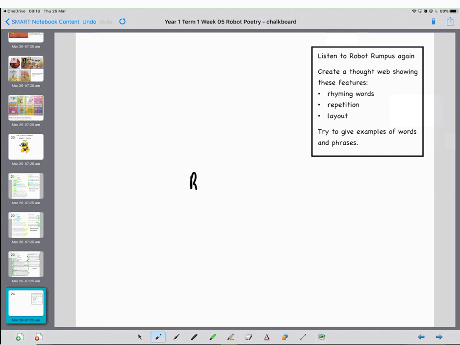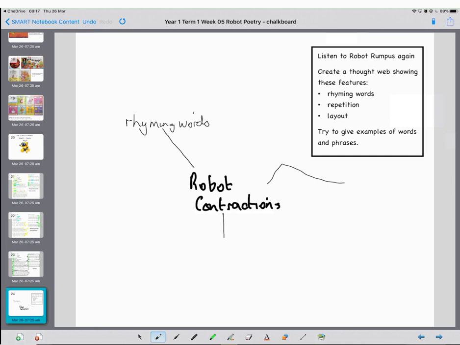So Robot Contractions, I put the name in the middle. You might want to draw a picture with it. Then you draw robot arms from the central word. And those robot arms are going to be rhyming words, repetition, which covers alliteration, which is the same sound, and repetition of the words, which is the same word, and then layout.